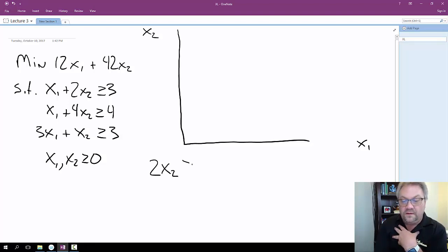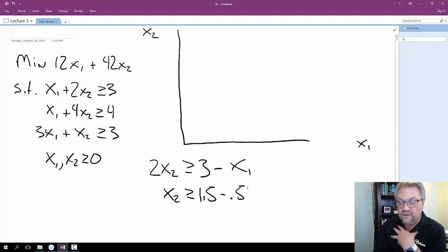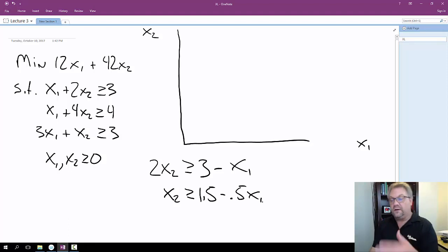2x2 is greater than or equal to 3 minus x1, right? Or x2 is greater than or equal to 1.5 minus 0.5 x1, right? 3 divided by 2 is 1.5, and 1/2 x1.